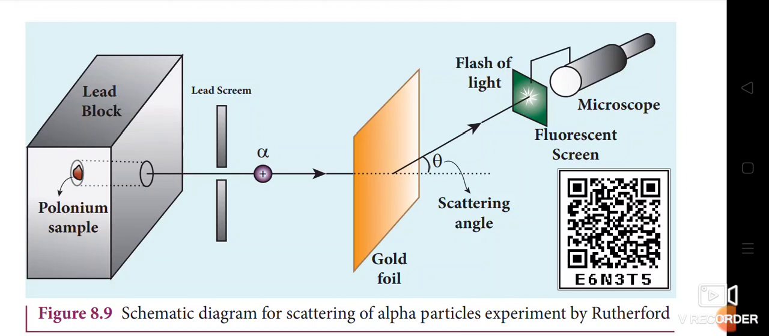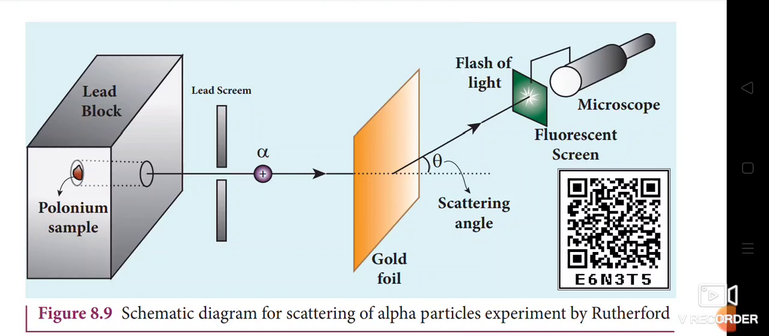An alpha particle is a positively charged particle having a mass equal to that of a helium atom and a positive charge whose magnitude is equal to twice the charge of an electron. They are emitted by many radioactive elements. The scattering of alpha particles provides useful information about the structure of the atom.